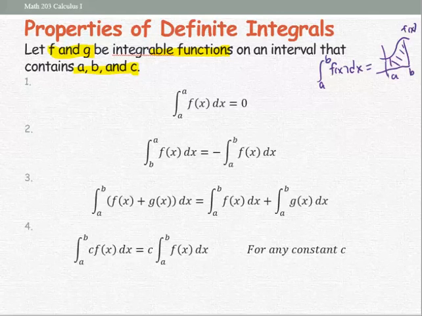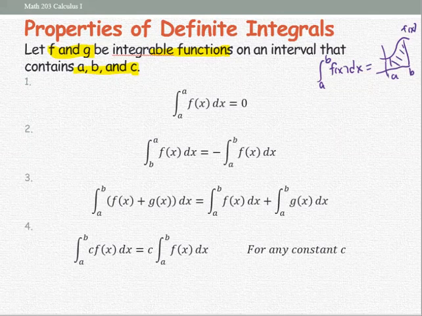The first property: the definite integral from a to a, that means the lower limit and upper limit are the same, or the left and the right bound are the same. The net area will be 0. That means the definite integral from a to a of the function will be 0.